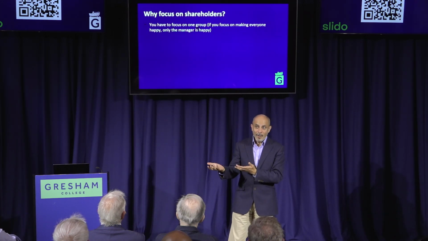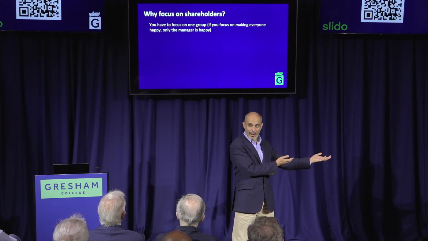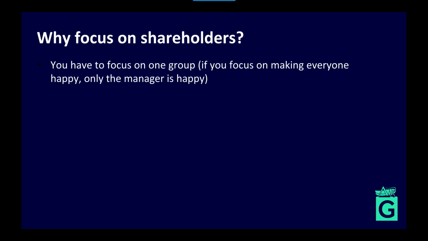So I can't pay you interest because I have to pay the workers. I tell the workers I have to pay the bondholder. So I trade everybody off, end up with a big sum of money, and I pay myself a big bonus, right? So that's the point here. You have to focus on one group.